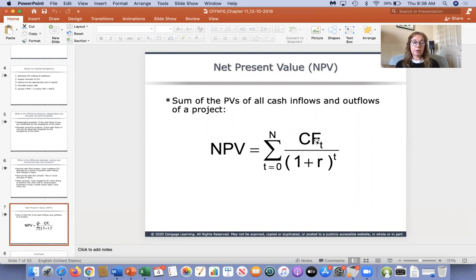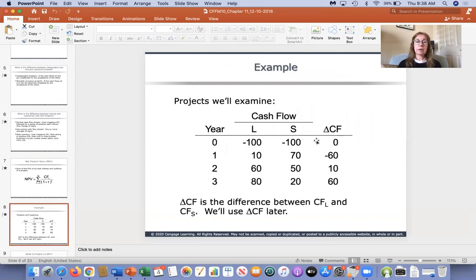And so if you look at the second row of your calculator here where it says cash flow, NPV, IRR, those are the functions that we're going to be using to calculate the NPV and the IRR.